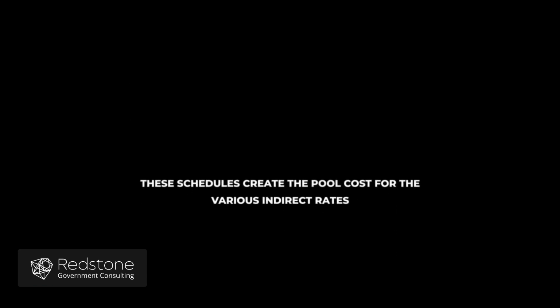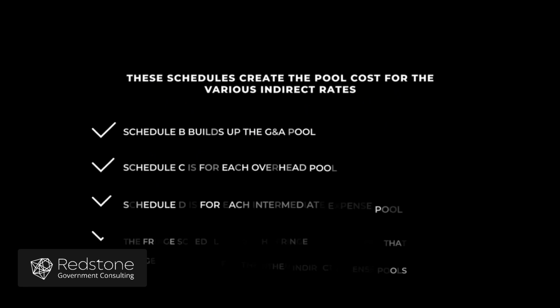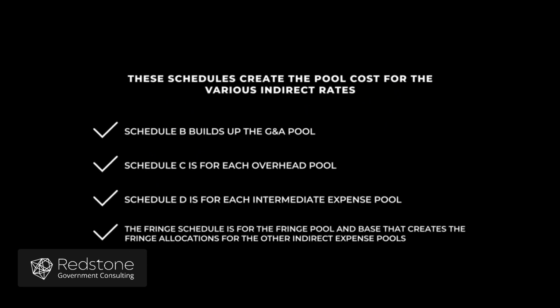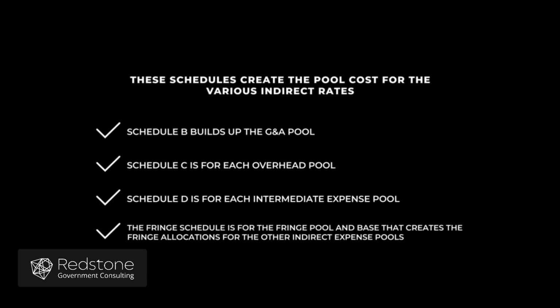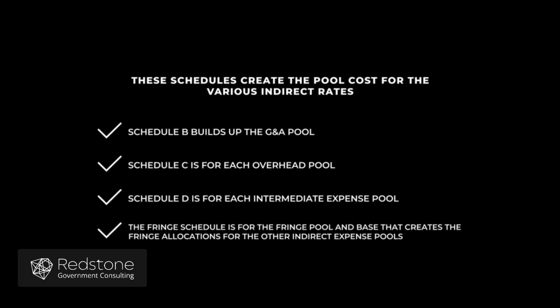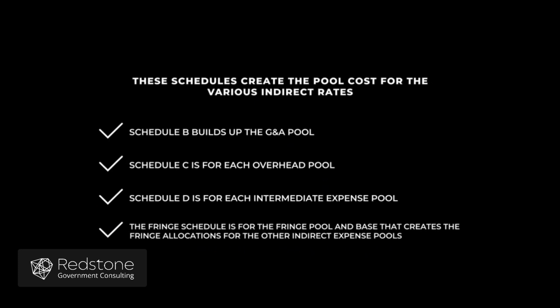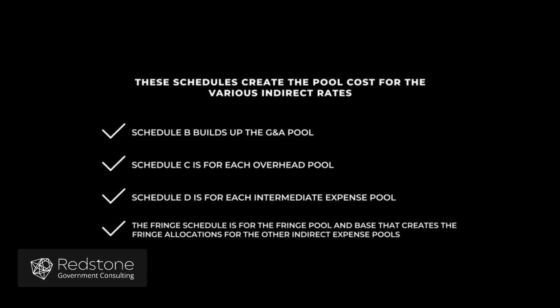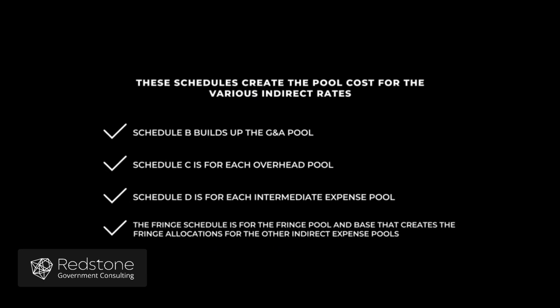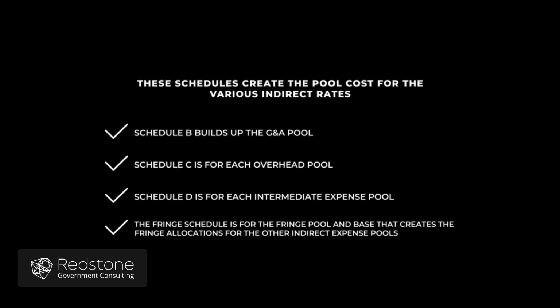Some of those schedules that lead to Schedule I are Schedules B, Schedule C, Schedule D, and the Fringe schedule. These schedules create the pool costs for the various indirect rates. Schedule B builds up the G&A pool, Schedule C is for each overhead pool, Schedule D is for each intermediate expense pool, and the Fringe schedule is for the Fringe pool and base that creates the Fringe allocations for the other indirect expense pools.